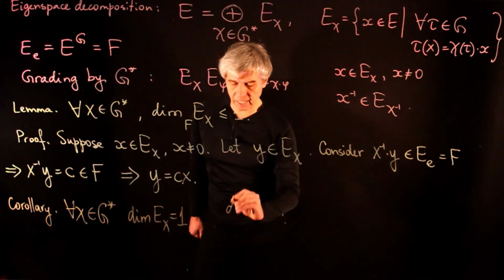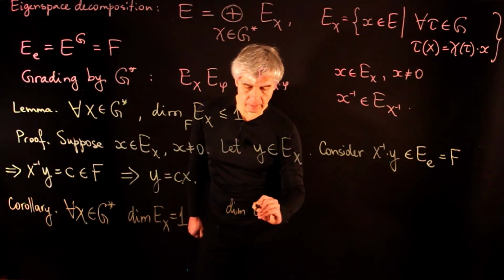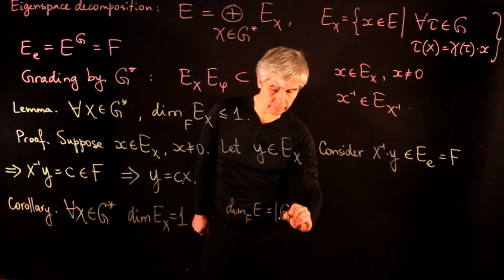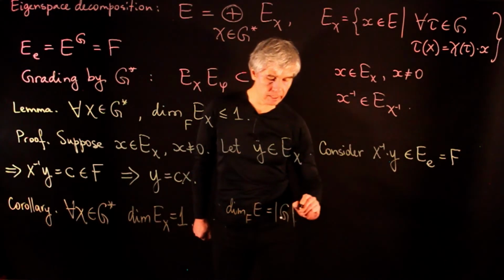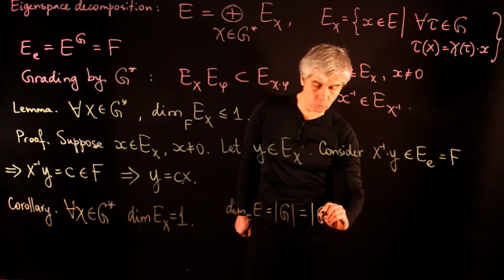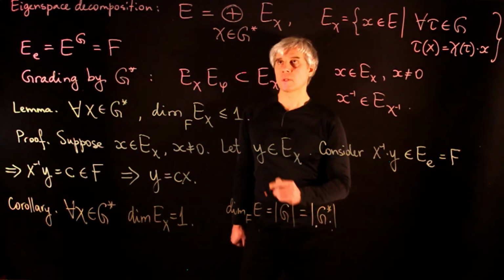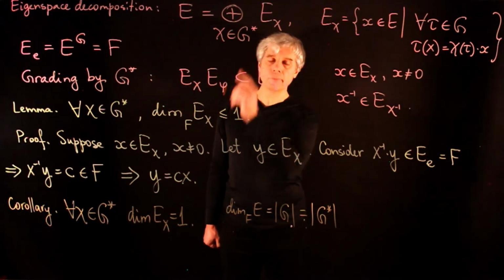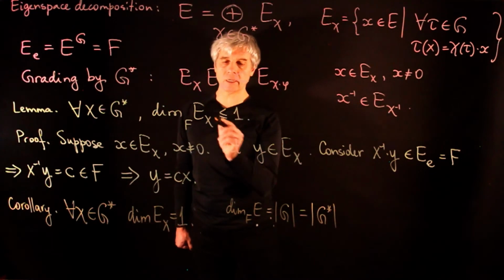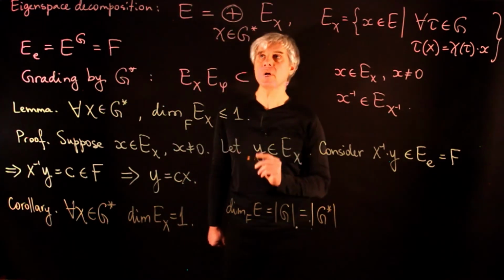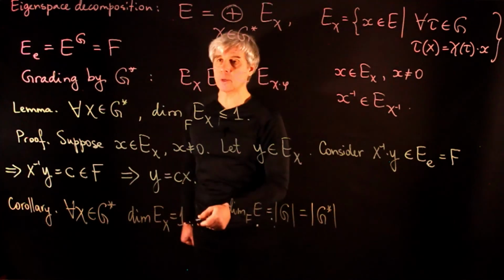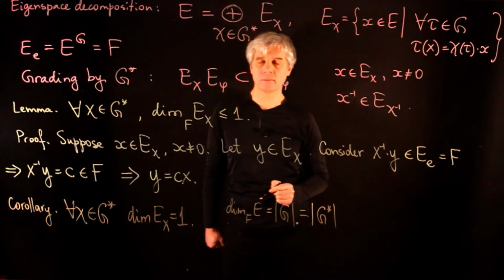So we know that the dimension of E as a vector space over F is equal to the order of our Galois group, and the order of the Galois group is equal to the order of the dual group. So in this eigenspace decomposition, we have that many components. Each component is of dimension less than or equal to 1. So to get the right dimension of the whole space, we must take all components to be one-dimensional.